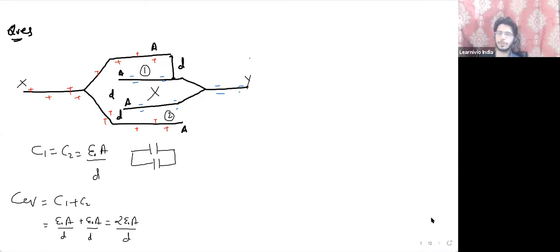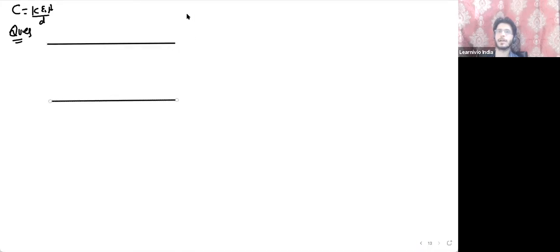Okay, after this, the next circuit. For the next type of circuits, we will introduce a dielectric slab. If you have a dielectric slab, then the capacity is K epsilon naught A by D. So I take two plates, and in between these two plates, I am filling two different dielectrics.